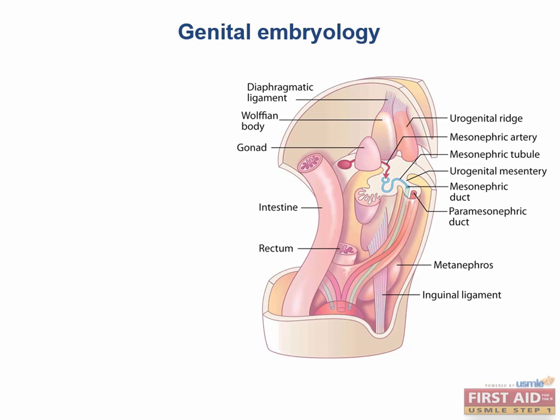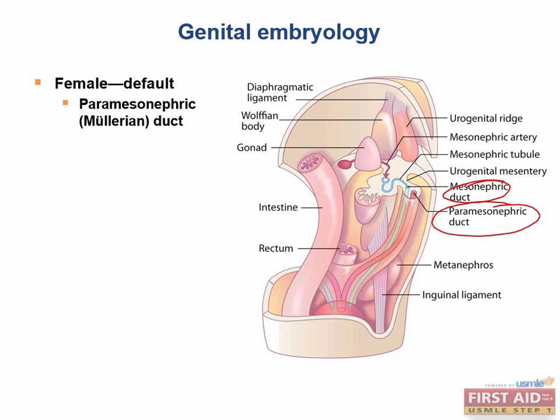Finally, we're going to talk about the embryology of the reproductive tracts. Now, every embryo starts out with two sets of ducts, the Müllerian ducts and the Wolffian ducts. Just to keep things interesting, these ducts each have a different name. Müllerian ducts are also called the paramesonephric ducts, and the Wolffian ducts are also called the mesonephric ducts.